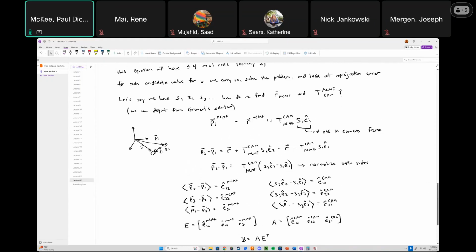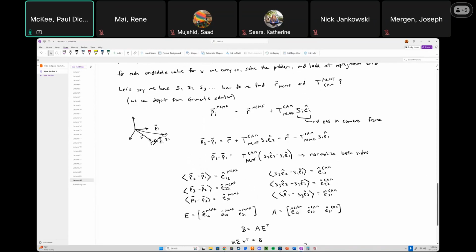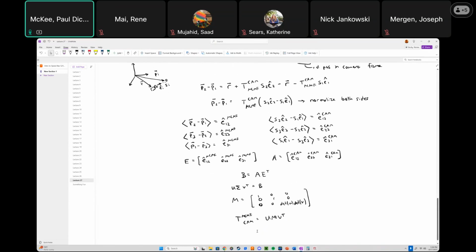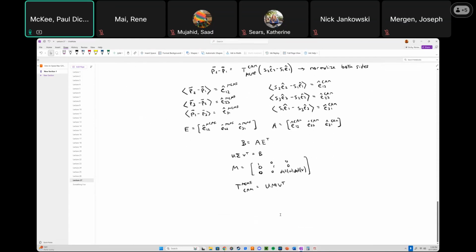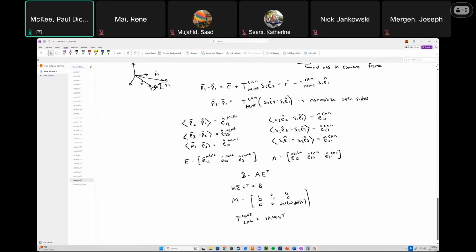There's actually 3 equations that will let you solve for R, right? But also, if you combine these equations and normalize both sides, you're right back to Wahba's problem, and you've got this: T from MCMF to cam is U M V transpose. And this allows us to solve for, now we have R, and we have T. And, I mean, we can basically just wrap this up now.